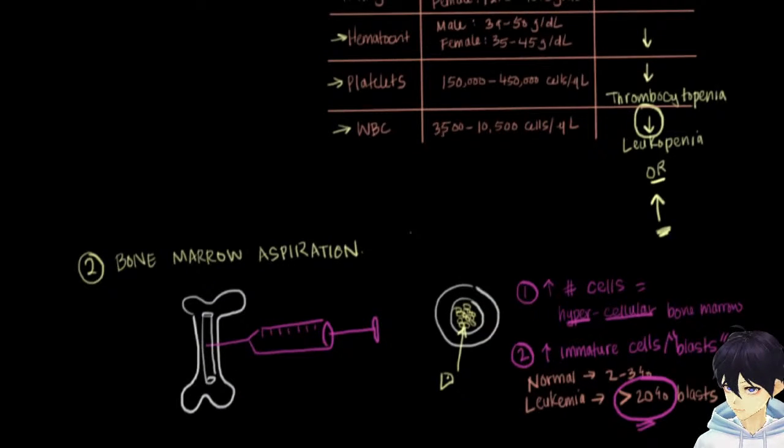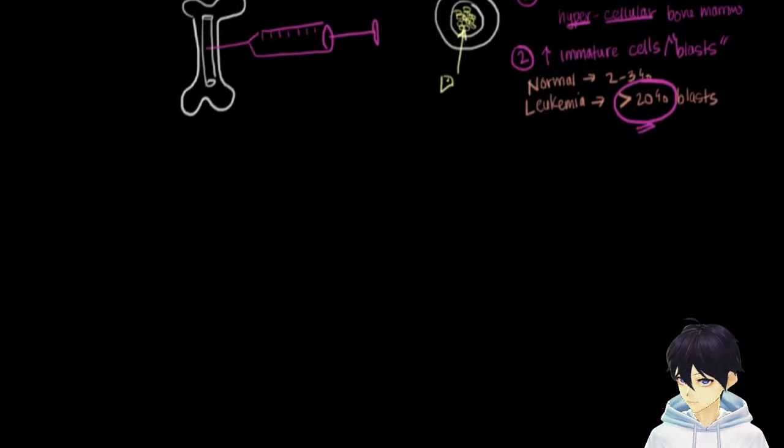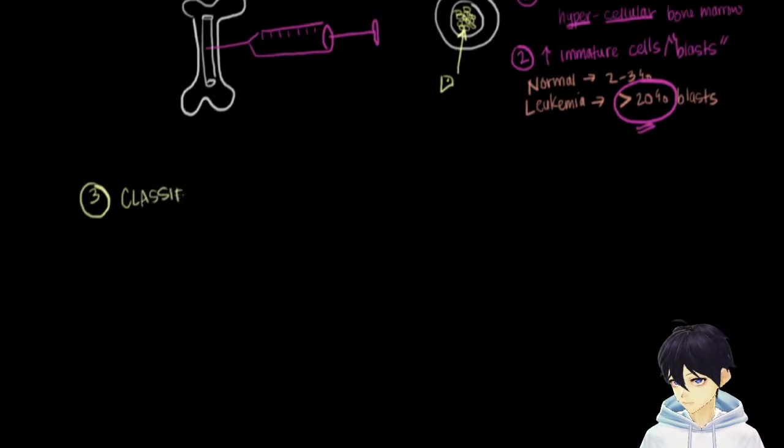So you figured out what's wrong with your patient, you diagnosed him with leukemia, but it's not enough to stop there because you have to figure out what type of leukemia he has. And that's important for being able to tell him what his prognosis is and for being able to determine what his treatment should be. So the next step would be to classify the leukemia. And this can be done in one of two ways.